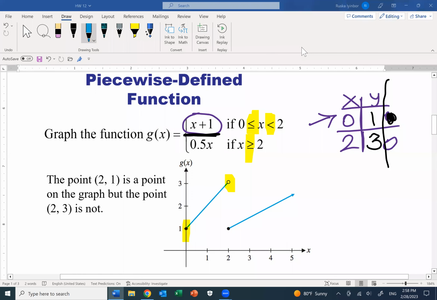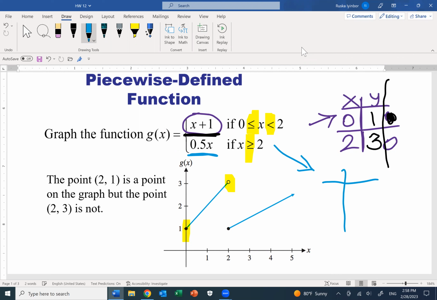Okay, so now we're going to grab the second piece of the function, which is 0.5x, where x is greater or equal to 2. So for the second piece, we're going to use 2 points. The first point is going to be 2 because that's the end point. That's where you start. So we're going to use 2 for x and find the point y. And then you can pick any number bigger than 2, but make sure it's in the range.